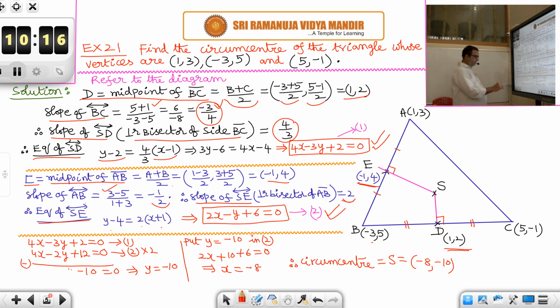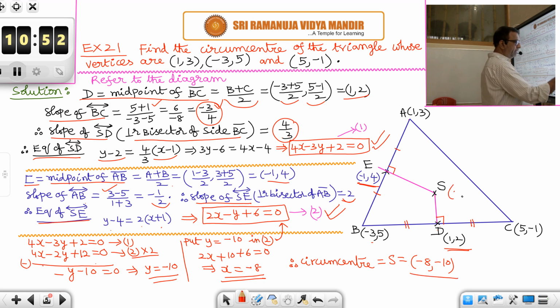The first equation I have taken as it is, but the second equation I have multiplied by 2, giving 4x minus 2y plus 12 equal to 0, and then subtracted. You will get minus y minus 10 equal to 0, so y is equal to minus 10. Put y equal to minus 10 in the second equation above, then you will get the x value minus 8. So (minus 8, minus 10) is the circumcenter. So mark (minus 8, minus 10) here.